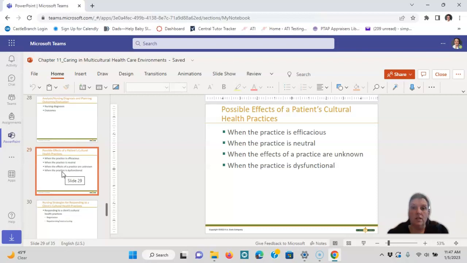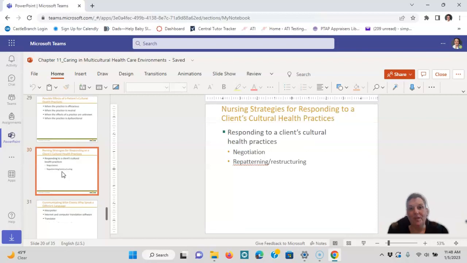So consider this like the use of marijuana. There's a lot of research for and against, and a lot of it we just don't know yet. A lot of it we also know, but it's being held underneath because medication comes first in a lot of cultures. Nursing strategies for responding to a cultural health practice.